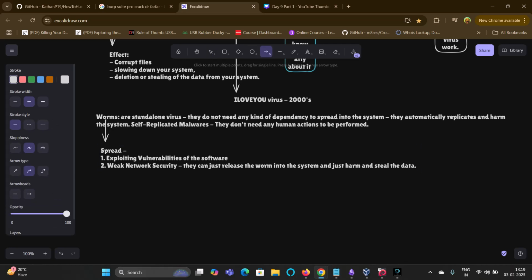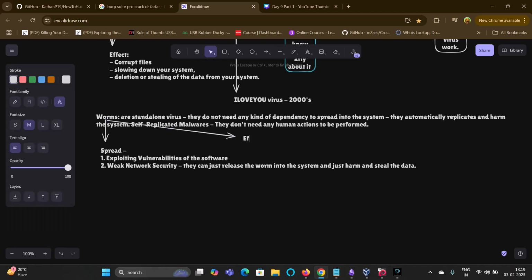Now moving on further, you might be thinking, how could it affect the system if this kind of spread is possible? The effect could be that it consumes a lot of bandwidth.